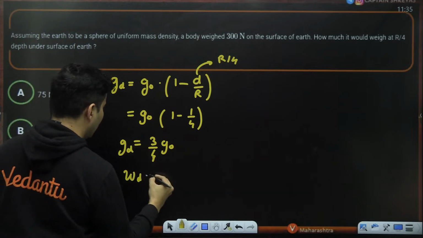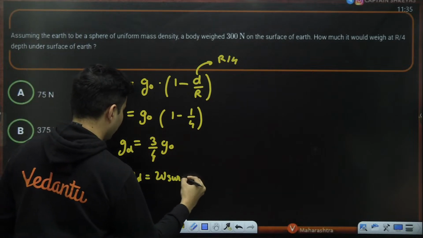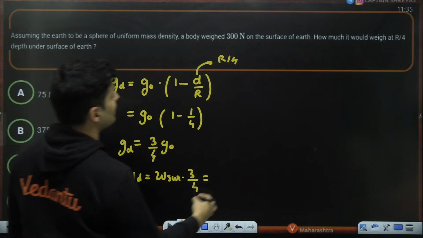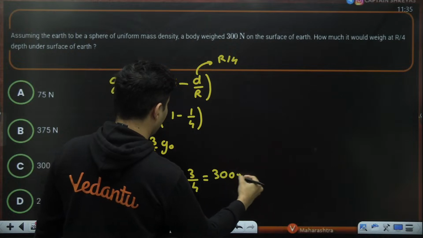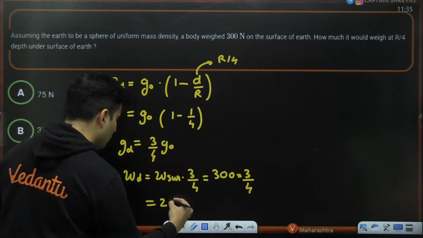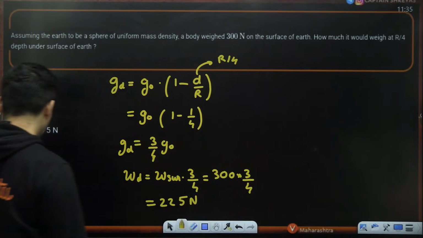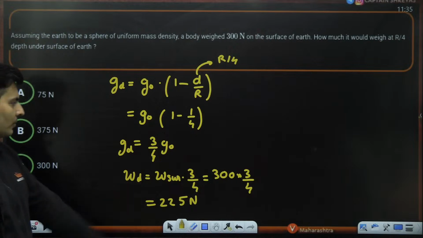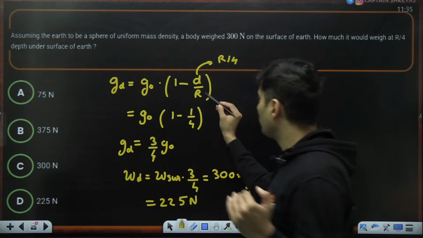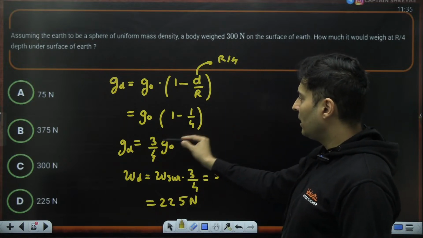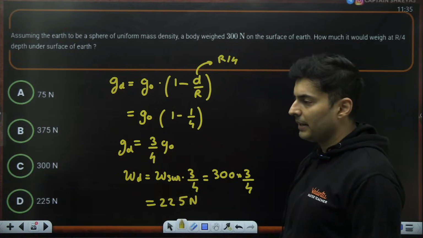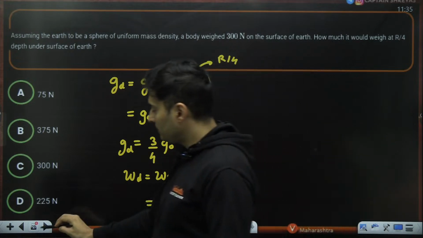So weight at depth d is the weight on the surface multiplied by 3 by 4. Weight on the surface is how much? 300. So 300 multiplied by 3 by 4 is nothing but 225 Newton. 225 Newton is the answer. Perfect. So that's it, guys. If you put depth r by 4 in 1 minus d by r, that will be 3 by 4, so you will automatically get 3/4 of the gravity. So the weight will also be 3/4.